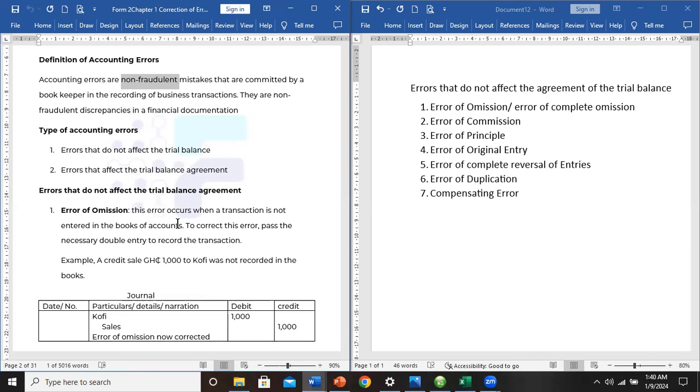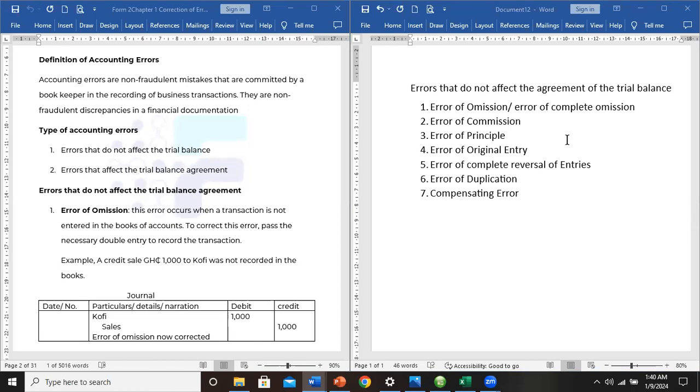Okay, so I think we listed them here, so you can see on my screen. We had 7 of them. These 7 errors would not show in the trial balance. So the first one is error of omission, second error of commission, third error of principle. Next is error of original entry. We have error of complete reversal of entries, error of duplication, and then compensating errors. So these are the 7 errors that we looked at.